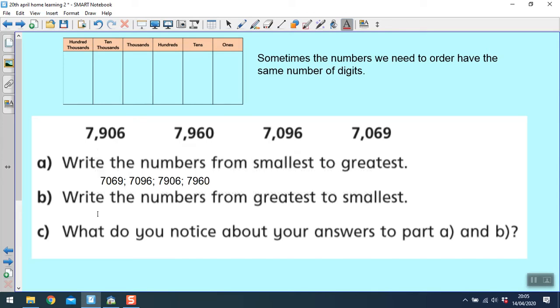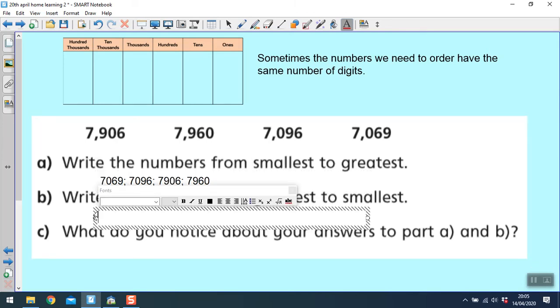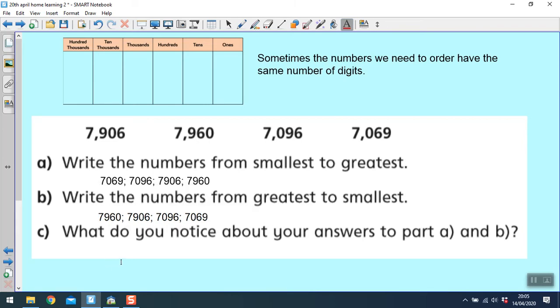From biggest to smallest, I've just got to reverse them. 7,960 is biggest, 7,906 is next, 7,096 is next, and 7,069 is the smallest number. What do you notice about your answers to part A and part B? Well, they are actually just in reverse order.